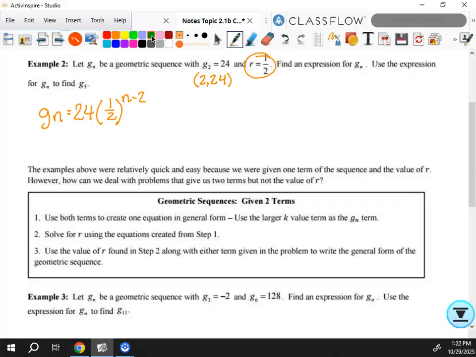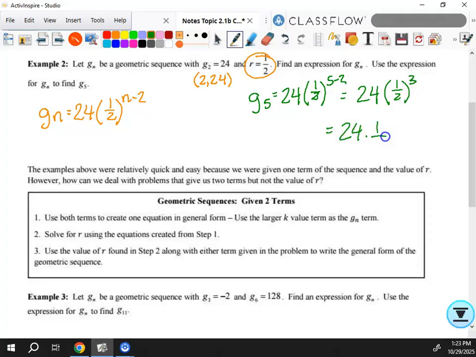Do you agree with my G sub n formula? Yes? Okay. So then I want G sub 5: 24 times 1/2 to the 5 minus 2 power, which is 24 times 1/2 cubed. So that is equal to 24 times 1/8, which gives you 3. Okay. Any questions at all? Everybody understand where everything comes from and why we're putting it where we're putting it? Yes, we got it. Okay, perfect.